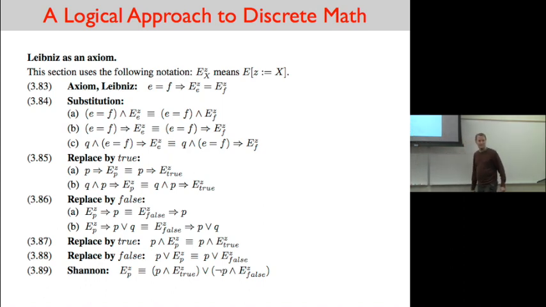Wait, I didn't replace anything. This e superscript z subscript p means e with z replaced by p. The question is, if you're going to use 3.85a with a textual substitution, if you do it with this p, you've got to do it with this p and with this p. You can use 3.85a to solve 3.85b, right? Yes, once you prove 3.85a, you can use it in your proof of 3.85b.